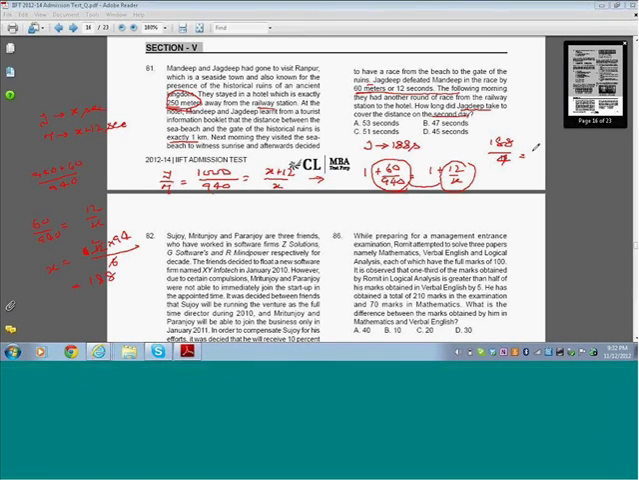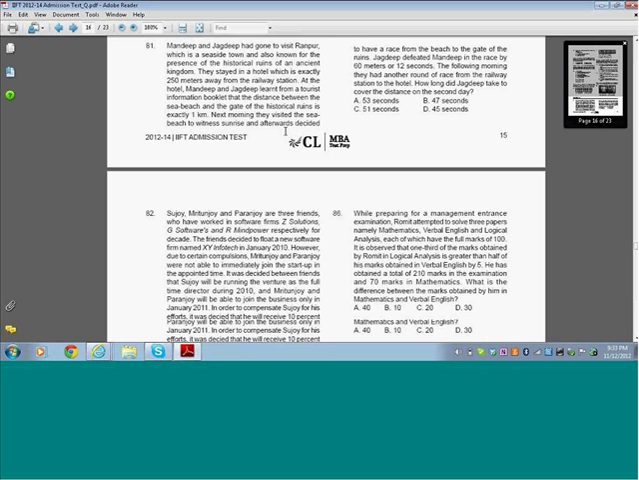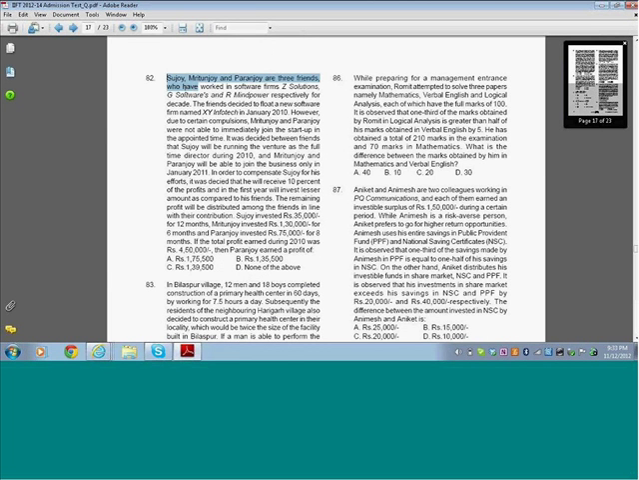Okay, you have S, you have M, you have P, who have worked in software firms for decades. The friends decided to float a new software firm. Due to certain compulsions, Mrityunjay and Sanjay were not able to immediately join the startup at the appointed time. It was decided between friends that Sujoy will be running the venture as a full-time director during 2010, and Mrityunjay and Sanjay will join in January 11.